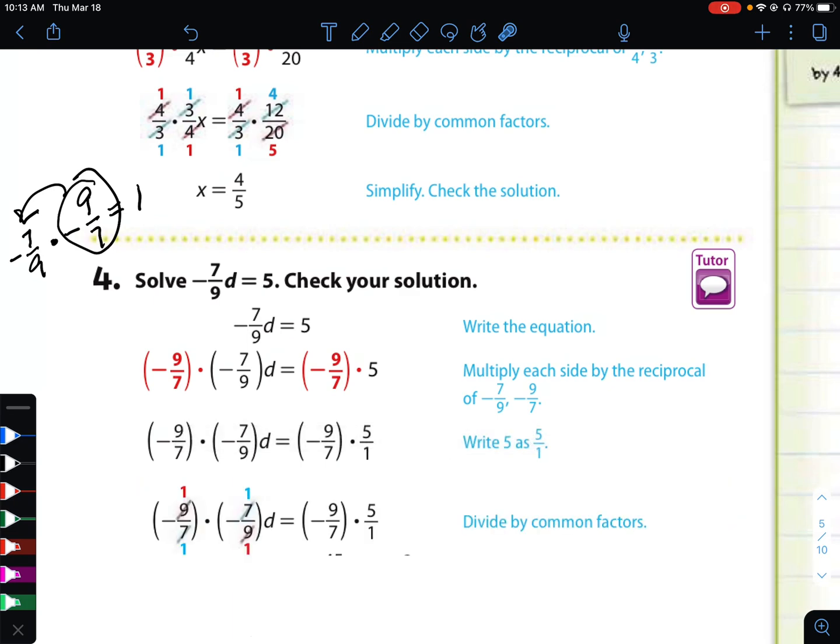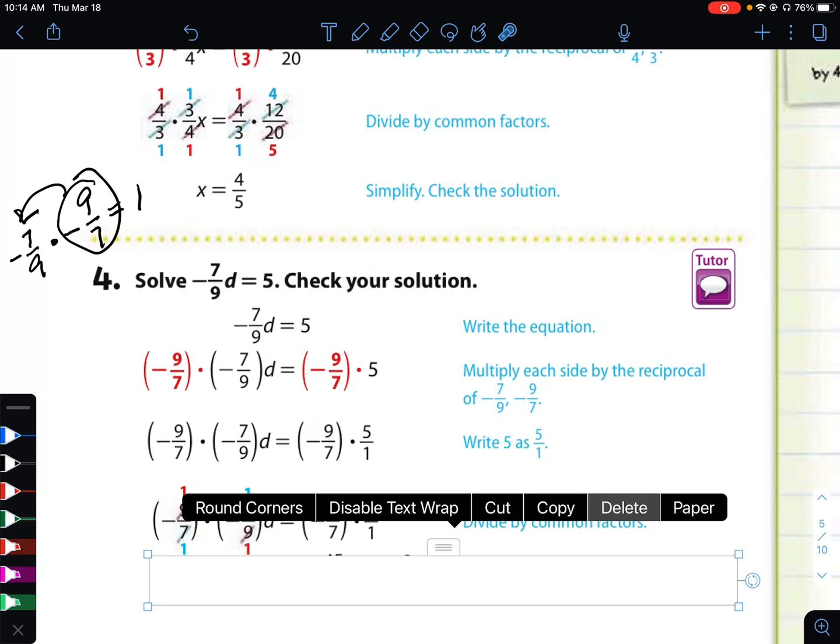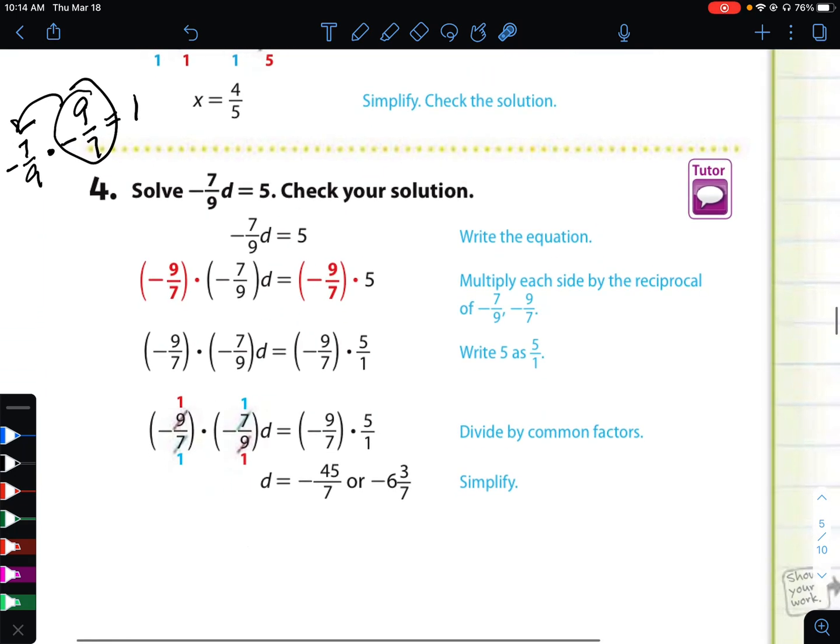So this disappears because you cross cancel, that equals 1. That's the whole idea of multiplying it by its reciprocal. You have negative 9 over 7 times 5 over 1. We know that a negative times a positive is a negative. So now we have negative 45 over 7, or as a mixed number, it's negative 6 and 3 over 7.